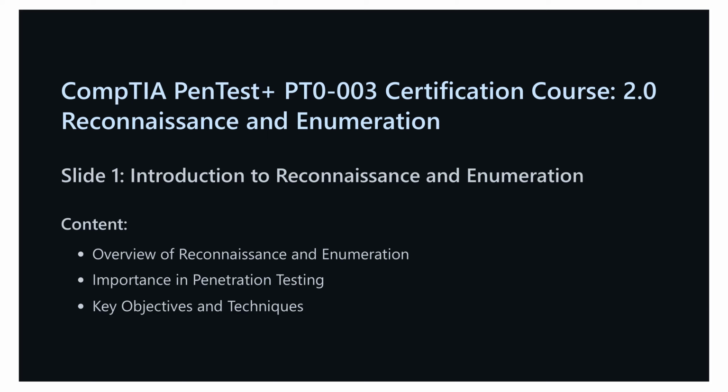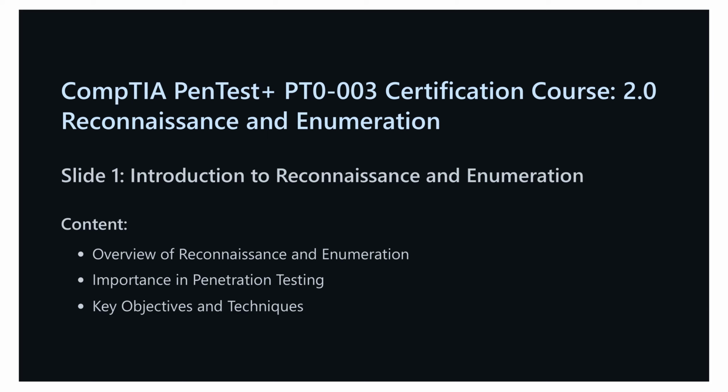Reconnaissance and enumeration involve collecting as much information as possible about the target environment. This phase is critical as it helps in identifying potential vulnerabilities and understanding the network layout and the systems in place. The importance of these steps in penetration testing cannot be overstated.